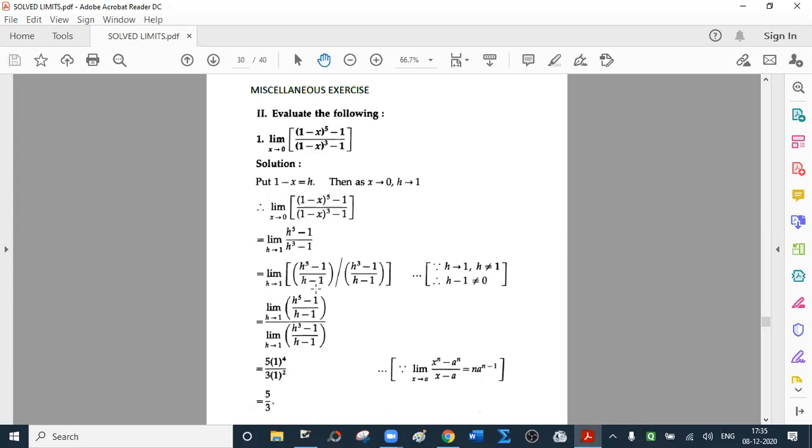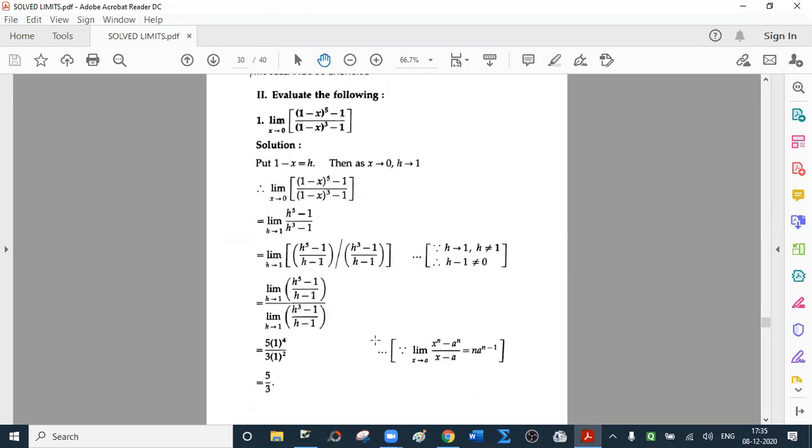Now which standard limit? Limit x tends to a, x raised to n minus a raised to n upon x minus a, is n a raised to n minus 1. It is better if you use the variable h here, because here the variable is h. Of course, in a standard limit, the variable is immaterial. So this is 5 into 1 raised to 5 minus 1 upon 3 into 1 raised to 3 minus 1. So what is the final answer? It is 5 upon 3.